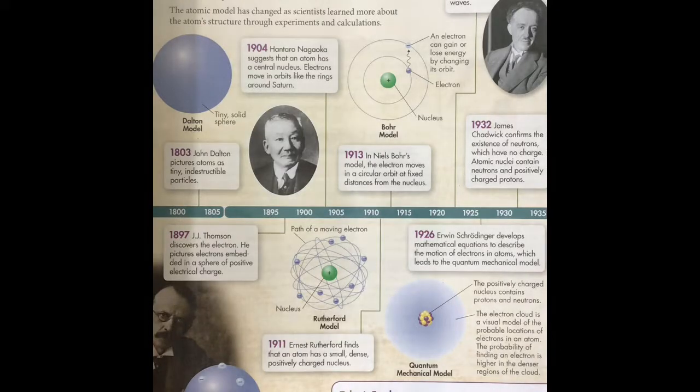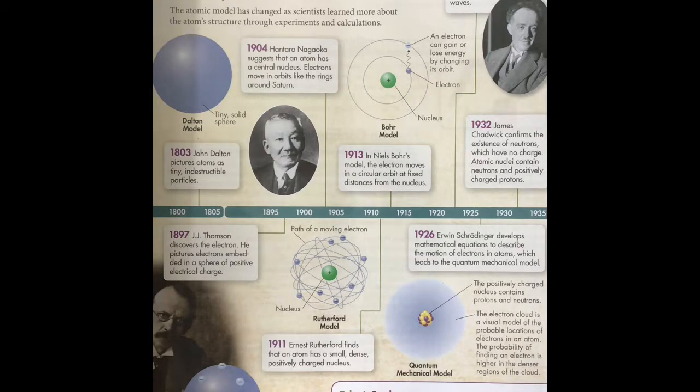Today we're going to be looking at Module 7, Lecture Notes 14. We're going to pick up where we left off talking about different models of the atom and how we came to know the model that we do today. Before we get to our notes, I'd like you to take a brief look at this timeline.